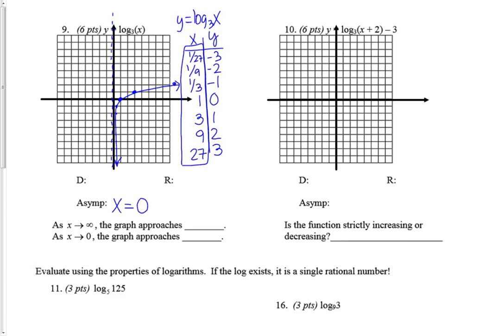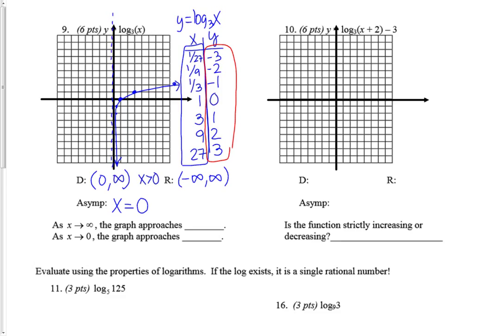But when I go to state my domain, it is limited for this one. I couldn't take the log of 0 or a negative, so my domain is just from 0 to infinity, or x is greater than 0, however you want to write that. My range, however, is now all reals, because the y's could be anything. My answer to a log could be positive or negative.